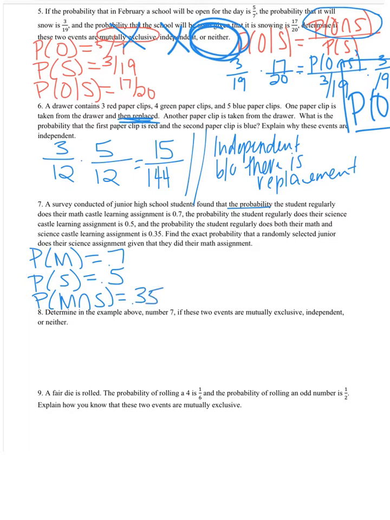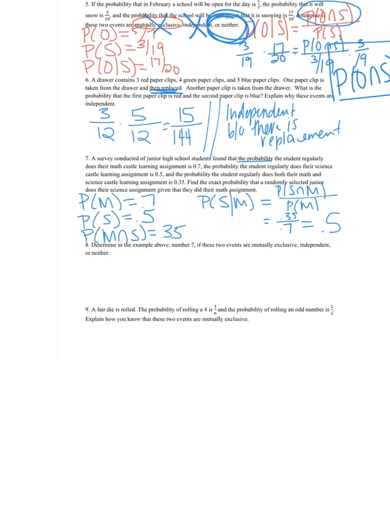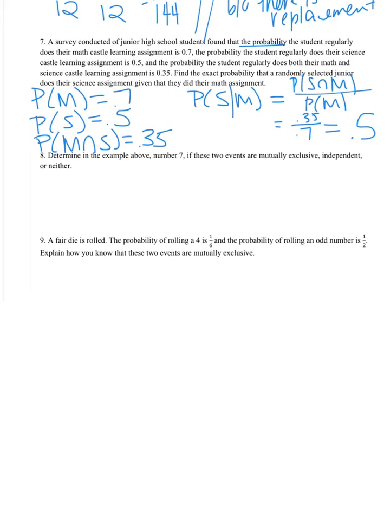So find the exact probability that a randomly selected junior does their science given that they did their math. So this is equal to the probability of both, which I have, divided by the probability of the given. So this is equal to 0.35 divided by 0.7, which is equal to 0.5. Okay, so the probability that they did their science, given that they already did their math, is 0.5, so 50%.